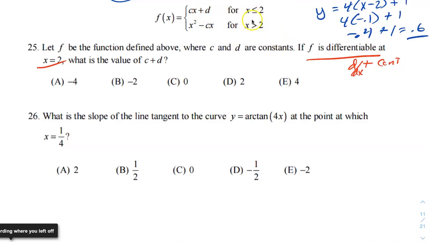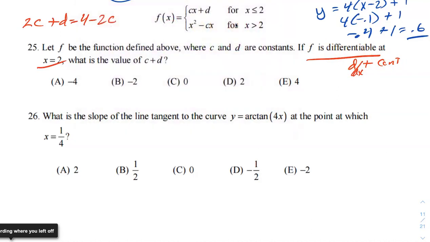So what does continuous mean? If I plug 2 into both of these, they should equal each other. So 2c, plugging 2 in right there, plus d equals plugging 2 down here. So 4 minus 2c, like that. So that's one equation. Because if it's differentiable, it has to also be continuous. Then it's differentiable. That means if I take a derivative and plug in 2, they should equal each other.